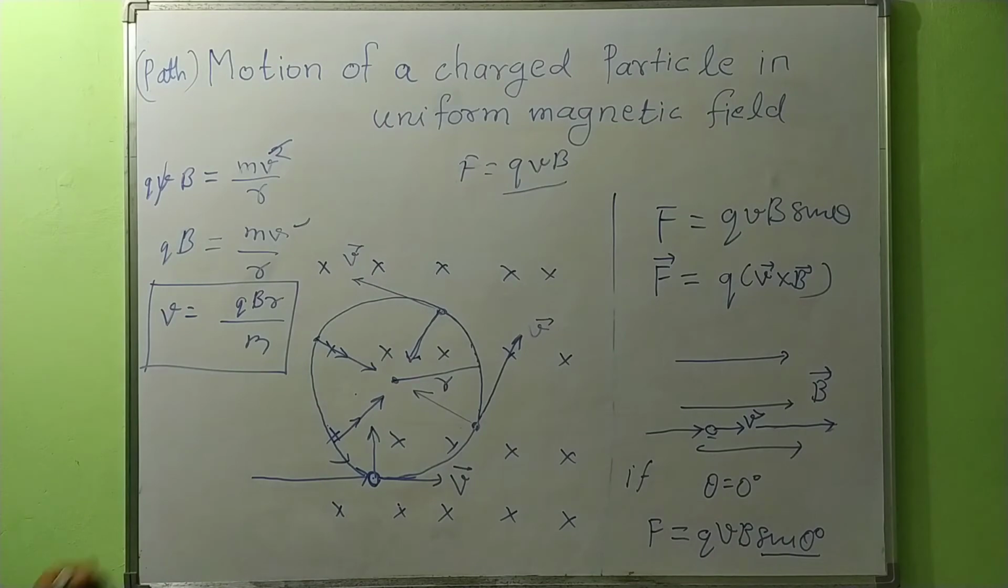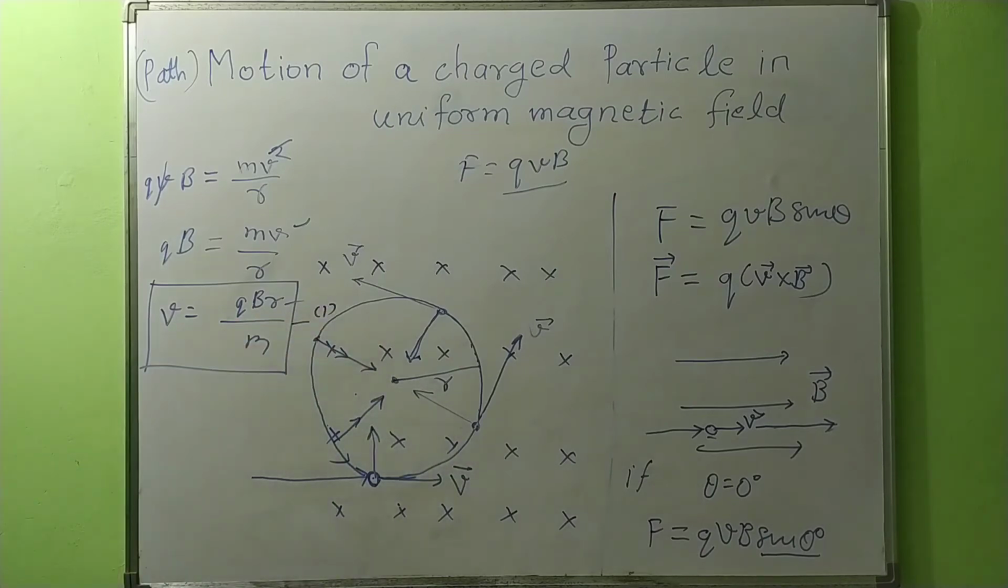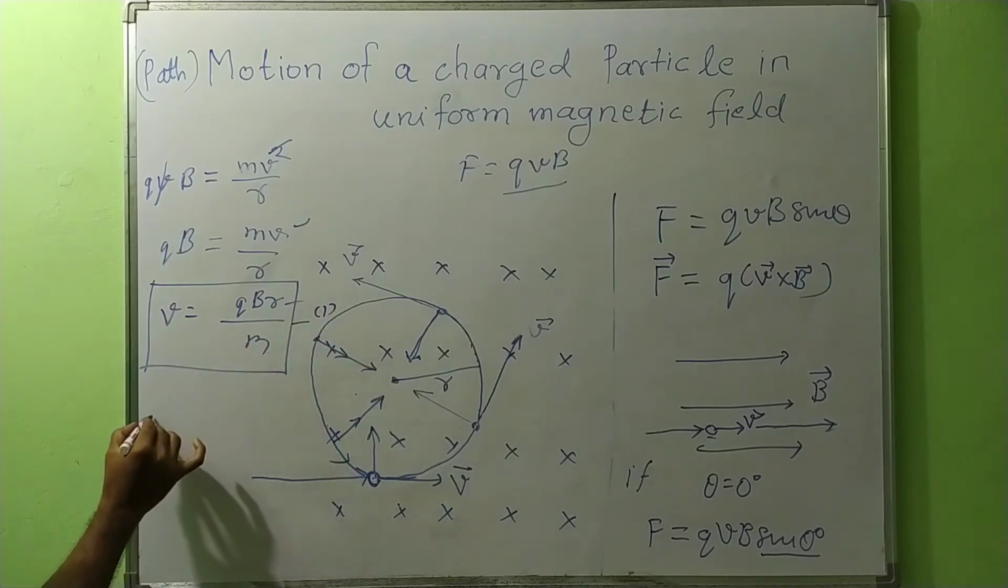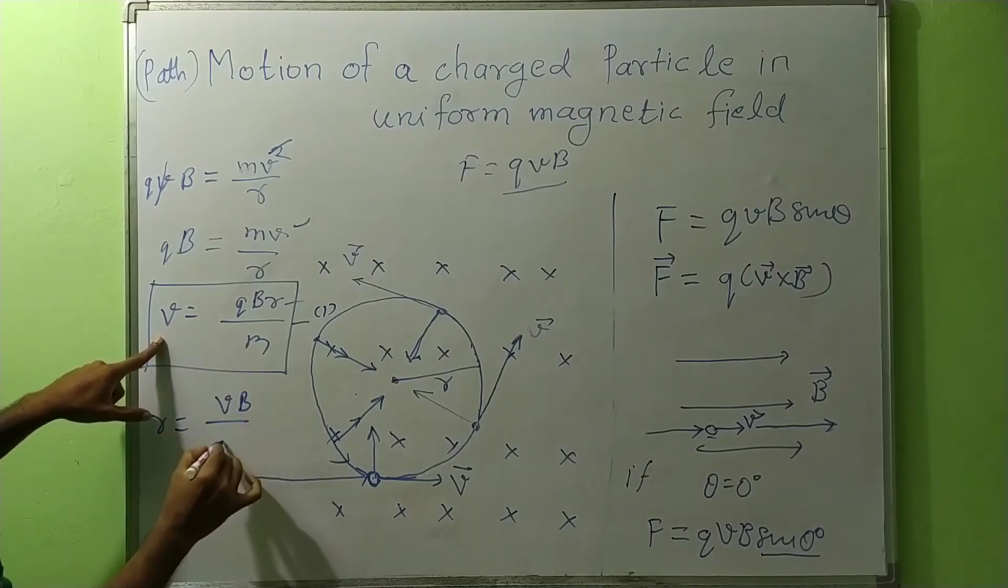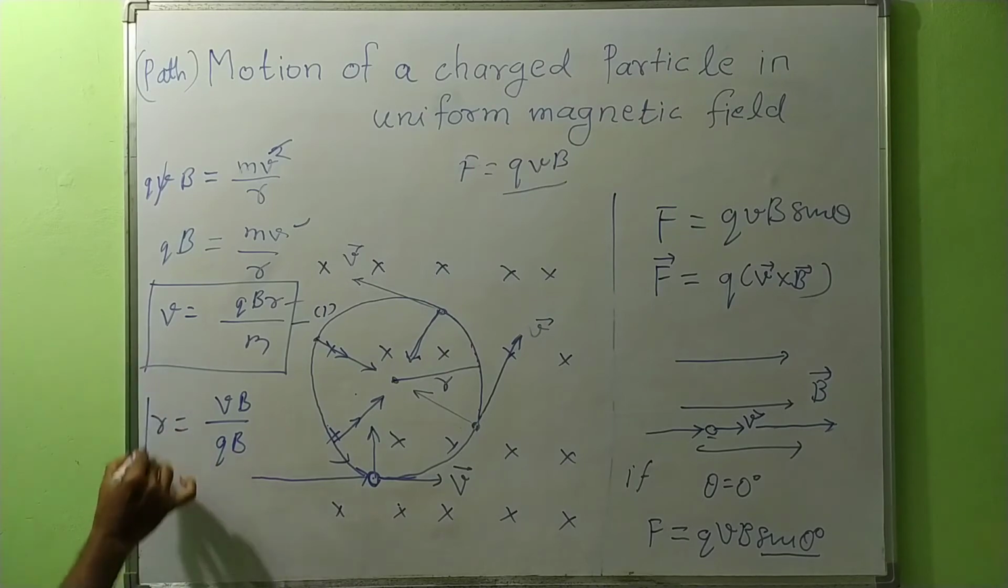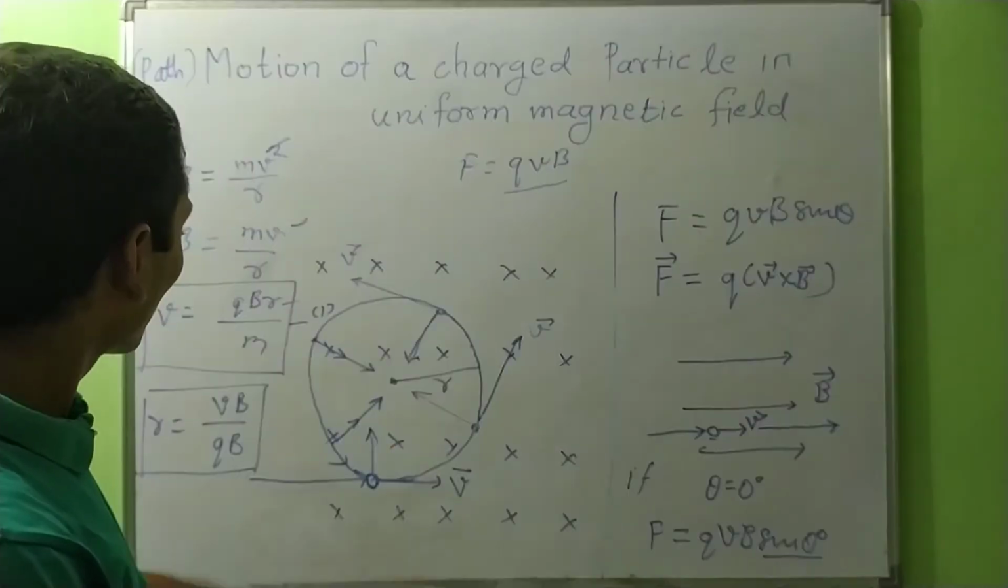And we can find the radius also. So what will be the expression of radius from this equation? Let this equation be first. So the radius will be r equals mv upon qB. Okay. So this is the radius of this circular path.